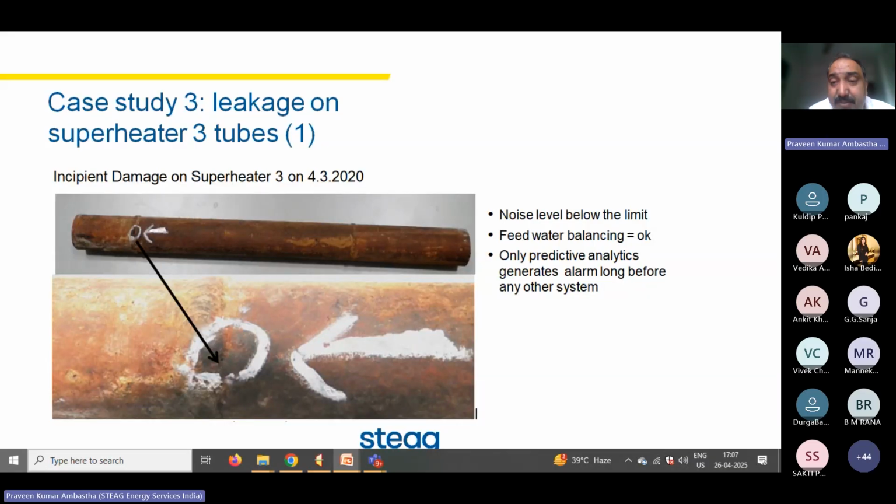So here we can see that yes, there was a tube leakage, but the noise level was not able to predict it because it was below the limit. When you have a very, very small tube leakage, it's very difficult for the noise level to predict the fault. Feed water balancing also depends on the instrumentation. Then the only technology which can help us is our predictive analysis.